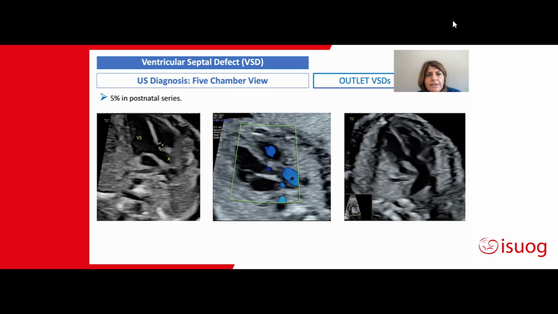Outlet VSDs are visible only in the five-chamber view. The first clue to its presence is the interruption of the continuity between the ventricular septum and the medial wall of the ascending aorta. Care should be taken in ruling out malalignment. If the septum is correctly aligned with the anterior wall of the aorta, then the defect will be defined as a simple perimembranous outlet defect.